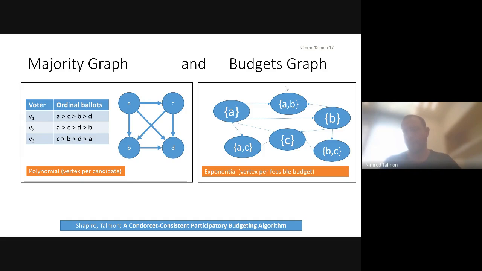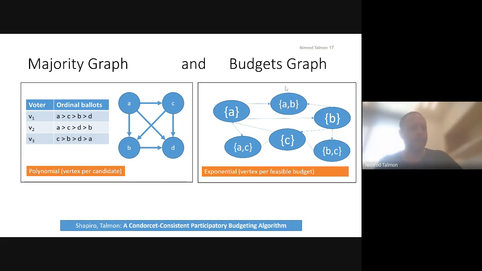And also in this graph, what you're looking for is a vertex that has no incoming arcs. And if there is such a vertex, then Condorcet's idea lifted to participatory budgeting would mean that this is the vertex that we should pick. This should be the bundle that we select. And now indeed, there are actually two problems.